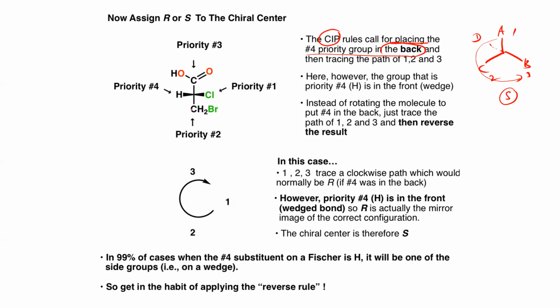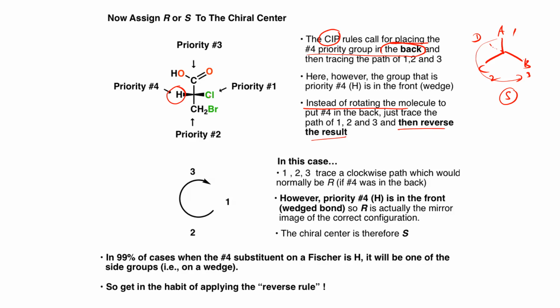But here in the Fischer projections, if the least priority group is coming towards you with a dark wedge, we don't rotate the molecule. Instead of rotating the molecule to put number 4 in the back, just trace the path 1, 2, and 3, and then reverse the result. That's the same thing that I just explained before. You're not going to rotate the molecule and try to hold the hydrogen, the least priority group, away from you. Just assign the priority first, then draw that curved arrow.